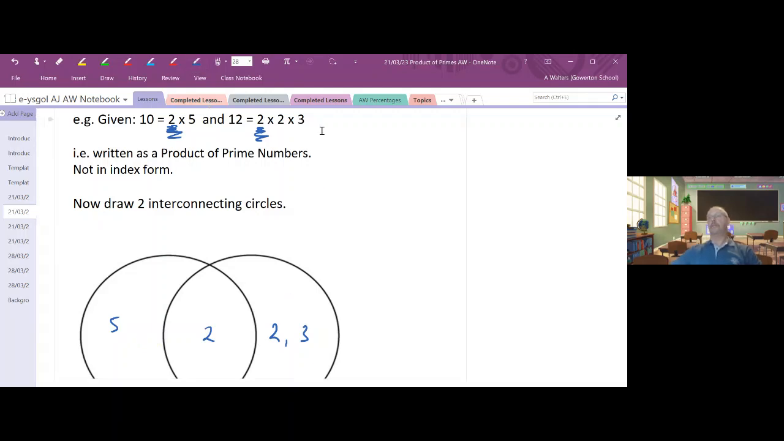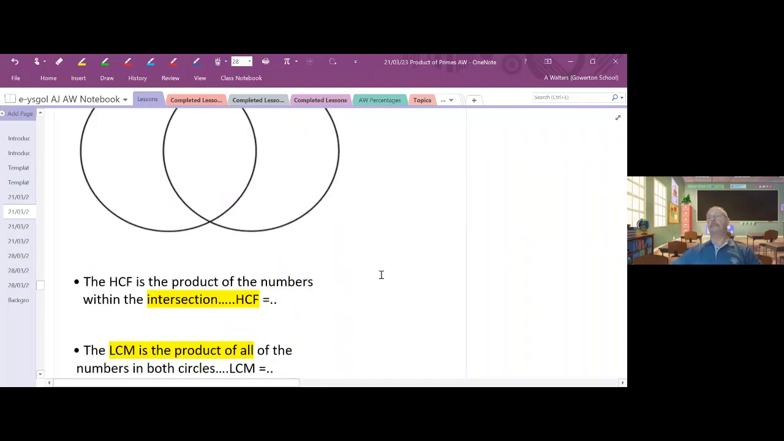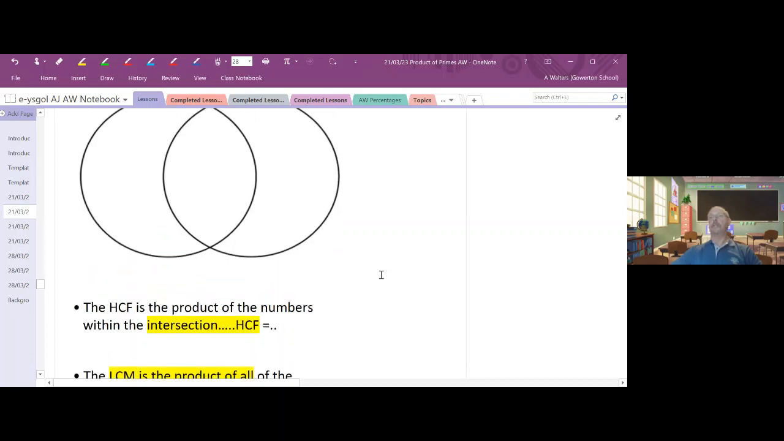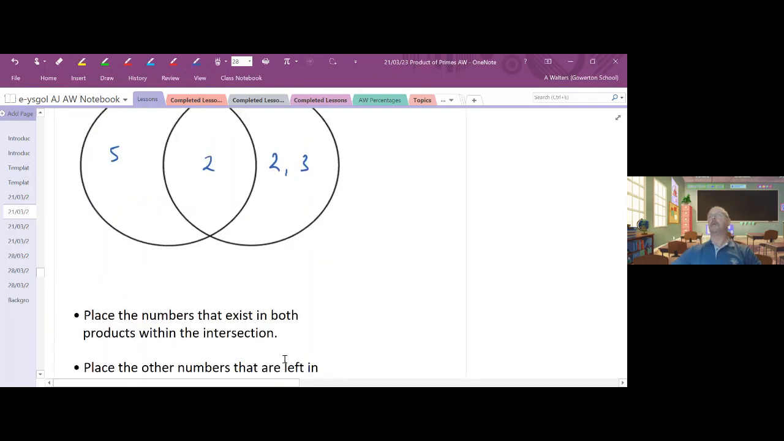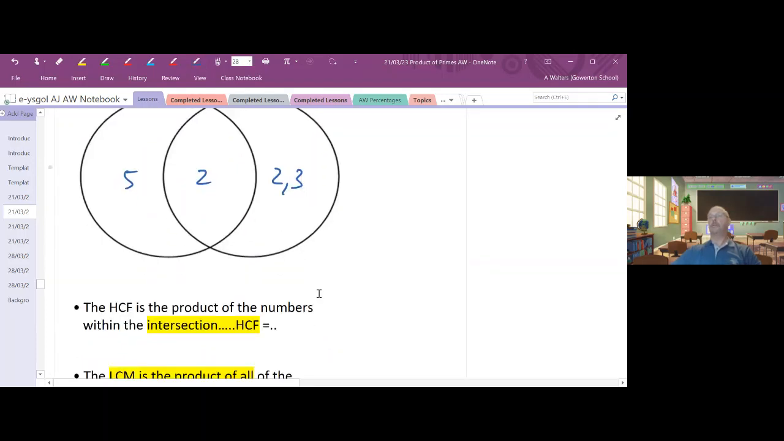Okay, so the highest common factor is what was in the center. I'm just going to duplicate that here. We got a 2 and a 5. Let's just look up again. We got a 2 and a 3 left over. So the highest common factor is what was in the center, and I've highlighted that there, the intersection.